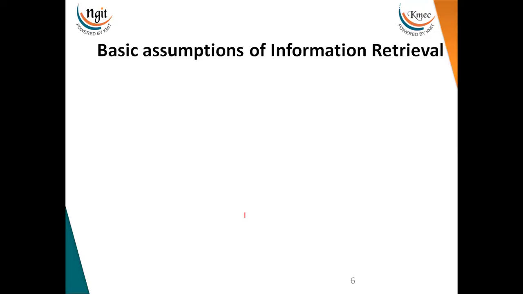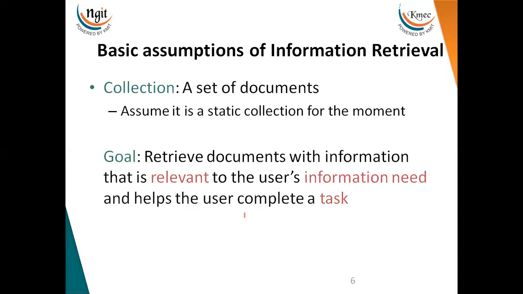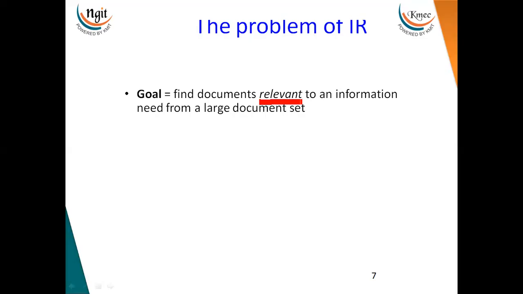Now, what are the basic assumptions of information retrieval? We know that information is available in the form of documents. It is a collection. And I want to retrieve the exact document that I want. Then only is my need fulfilled, then only is my task completed. So here my goal is to find a relevant document. The word relevance is very important, if it is not relevant to me.